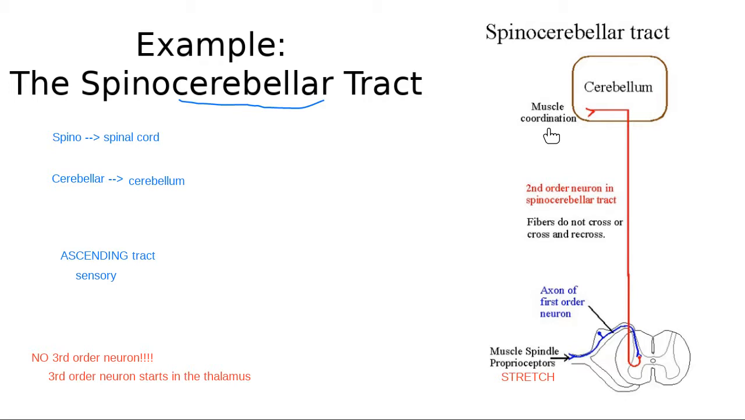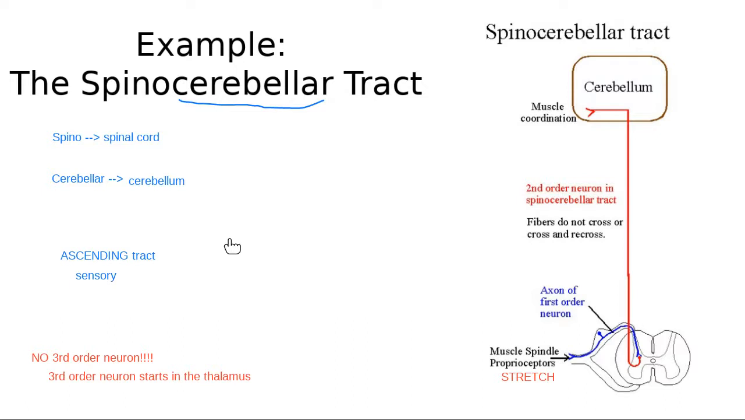So the spinocerebellar tract is a special example of an ascending tract because instead of having 3 neurons in it, it only has 2 neurons. It's missing its third order neuron because the third order neuron is always in the thalamus, and this one never gets there. We don't get to the thalamus, so we don't have a third order neuron.